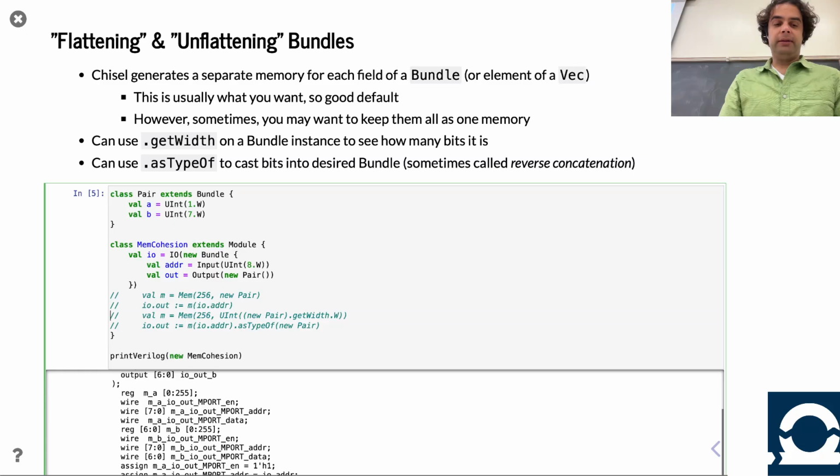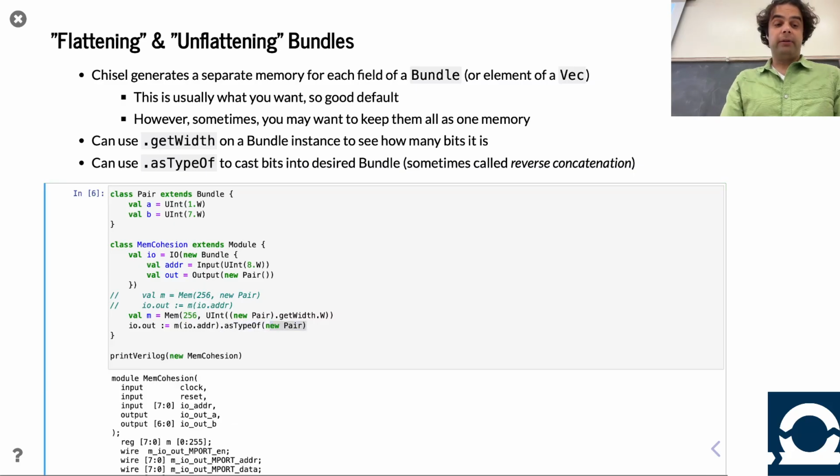Basically, what you do is you say I want a memory of a UInt of the width you want. So you get the width of that bundle. And then when you access it, you have to kind of cast that UInt back to the bundle type. But that works. So we get this 256 entry, 8-bit wide thing.